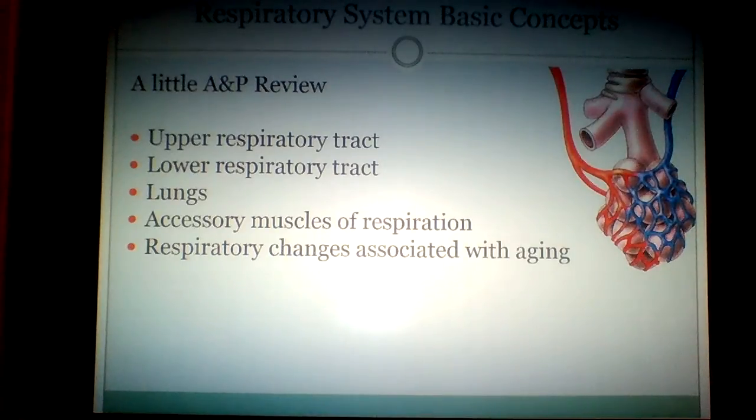Pretty much we end up losing a lot of elasticity and lung compliance. And that just means that the lungs are stiff. And that stiffness and that decrease in elasticity have effects on the lungs, their function, and ventilation.